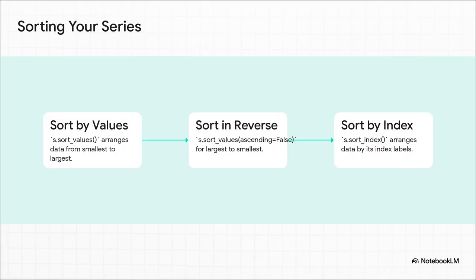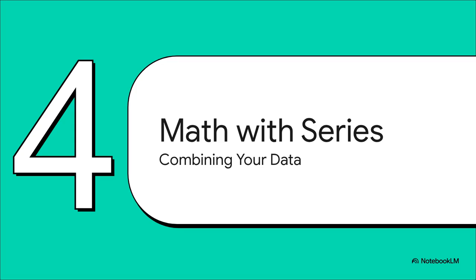Sorting is just as easy. Most of the time, you're just going to use .sort_values, which, well, it does exactly what it says. Want it from largest to smallest? Just tell it ascending equals false. And for those rare times you need to sort by the index labels themselves, yep, there's a command for that too. .sort_index. Simple as that.